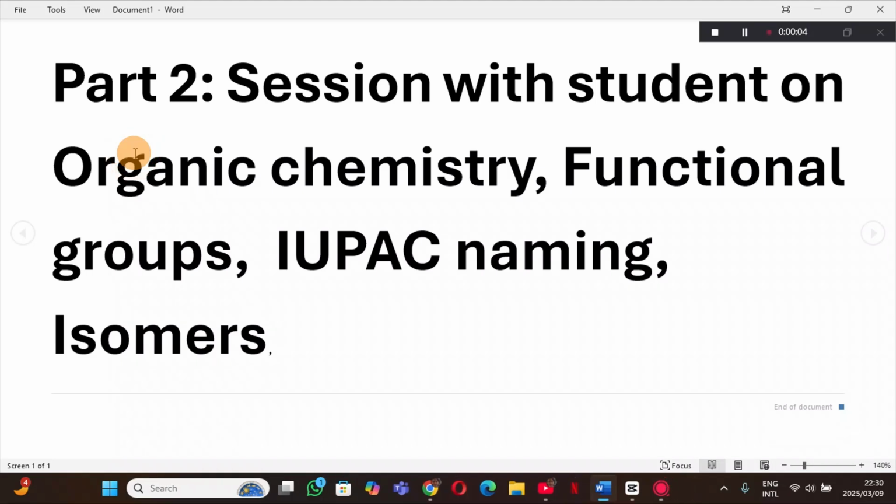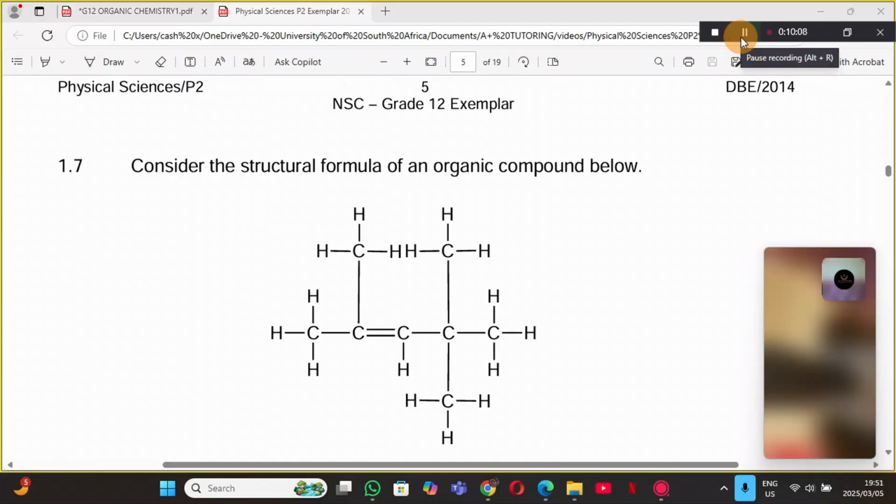In this recording, it will be part 2 of the session I had with the student on organic chemistry, functional groups, IUPAC naming and isomers. So we'll now be dealing with the past paper where we'll be attempting the question on the naming. So, what do you see here?